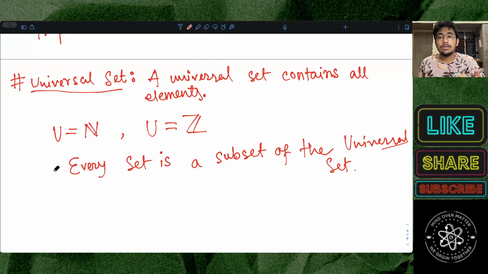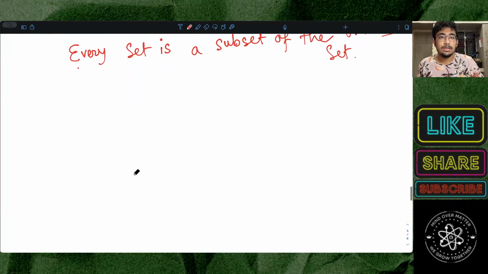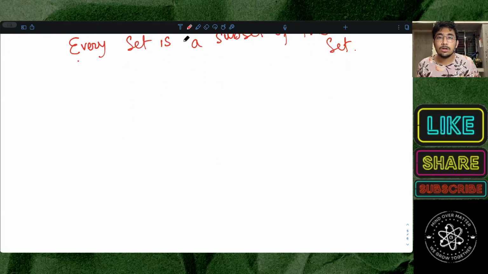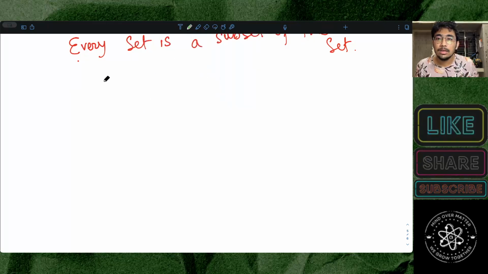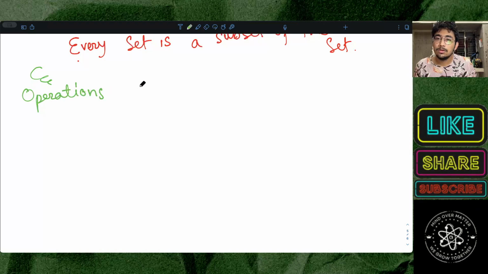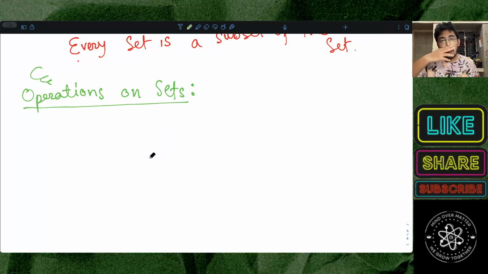Now we are going to talk about a little different topic. We are going to talk about some operations on sets. Let me take another color. This is good. Operations on sets. Number one is called union.